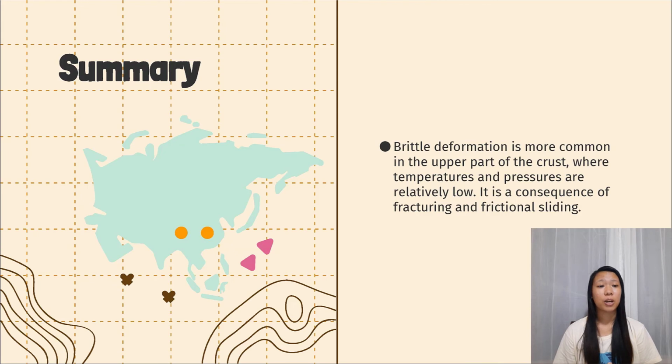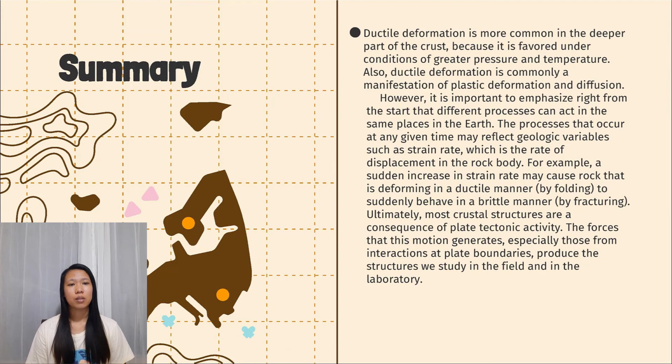So here is the summary of the report. Brittle deformation is more common in the upper part of the crust, where temperatures and pressures are relatively low. It is a consequence of fracturing and frictional sliding. Next, ductile deformation is more common in the deeper part of the crust, because it is favored under conditions of greater pressure and temperature. Also, ductile deformation is commonly a manifestation of plastic deformation and diffusion.